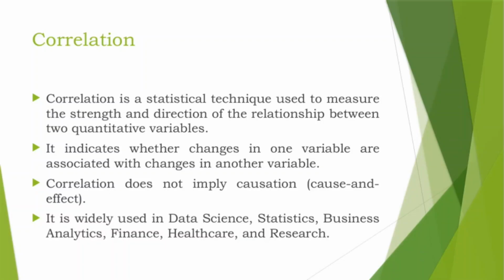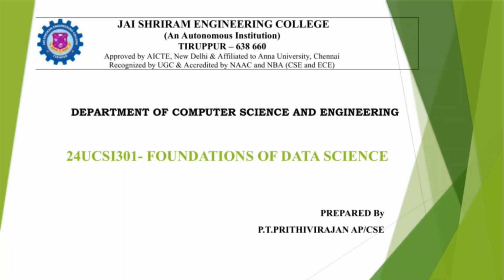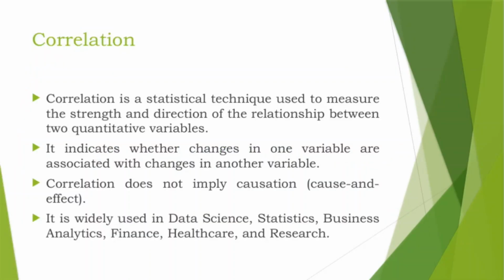By analyzing correlation, researchers can understand relationships among variables, make predictions, improve decision making, and develop mathematical models for solving real-world problems. For example, the relationship between study hours and examination marks, rainfall and crop production, advertising expenditure and sales revenue, or temperature and electricity consumption can all be analyzed using correlation techniques. Understanding these relationships enables organizations and researchers to identify influential factors and optimize their decisions.